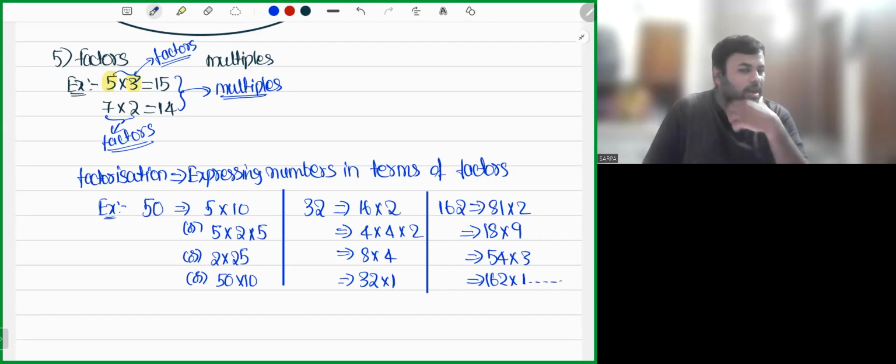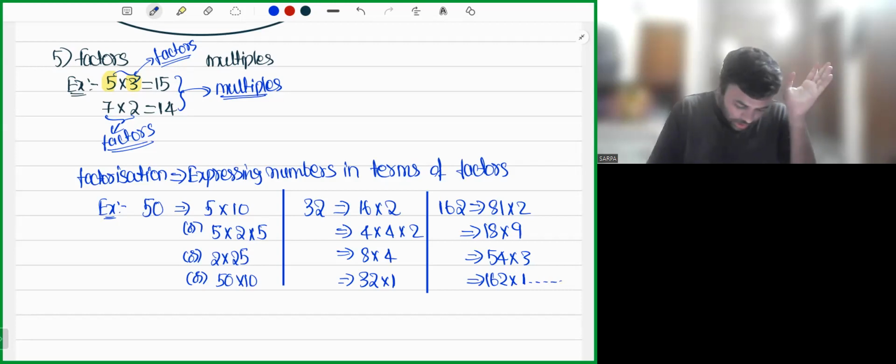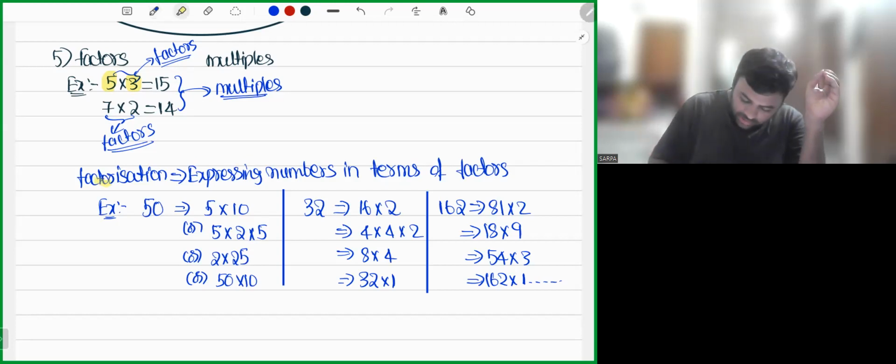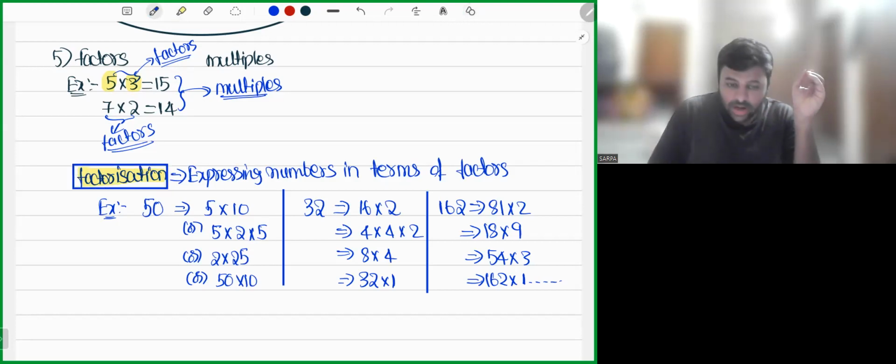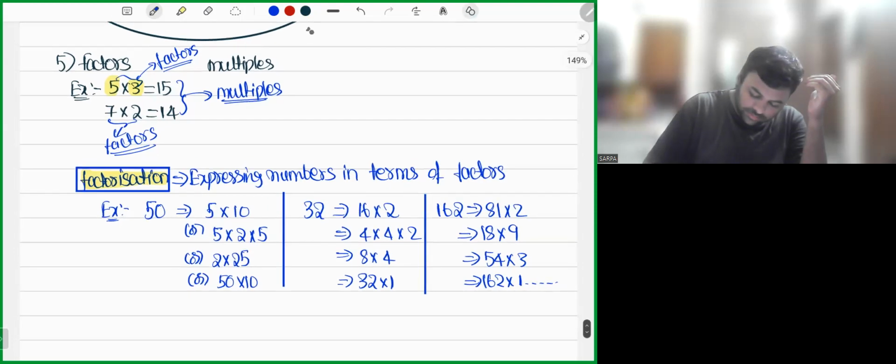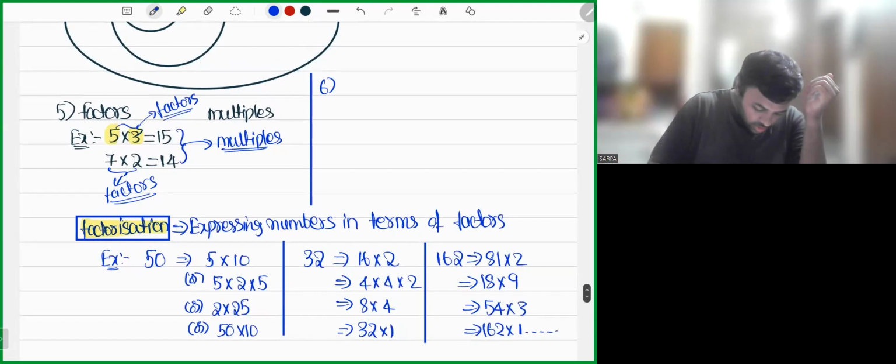Expressing a number in terms of its factors is called factorization. So I hope it's clear, everybody. What do you mean by factors? What do you mean by multiples? And what do you mean by factorization? Factorization is important, my dear friends, because this is something we use in the equations chapter exhaustively. So what is factorization? Expressing numbers in terms of factors is called factorization. Next step. Point number 6. Now, what do you mean by prime number?